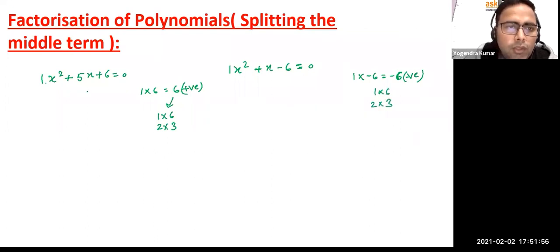Now you need to split the middle term. We need to split the middle term here. So we split the middle term as the sum of two numbers. Because the product is positive, we need two numbers which give us the middle term. So 2 plus 3 is what? Giving me 5. So I'll write here 2x plus 3x.